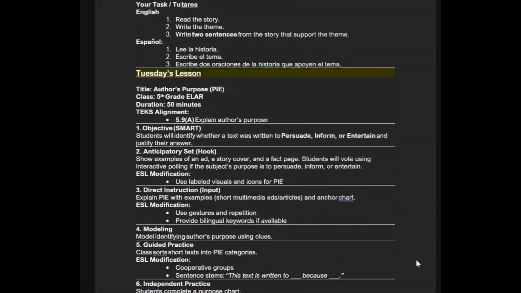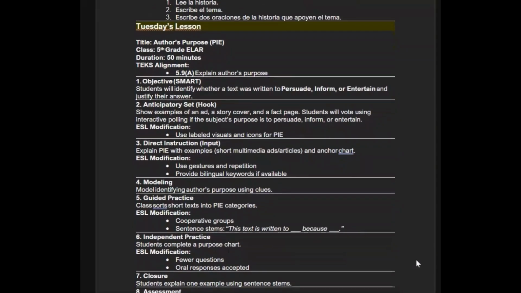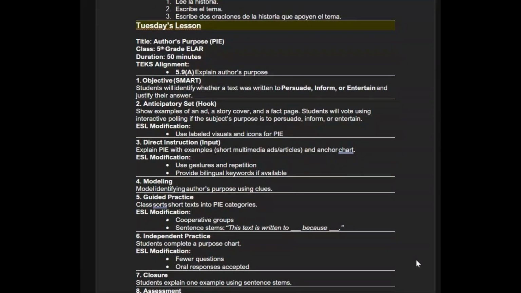That leads us to Tuesday's. Tuesday's lesson is going to be the author's purpose using PIE. The objective is to have the students identify whether a text was written to persuade, inform, or entertain. There's that PIE. And justify their answer.